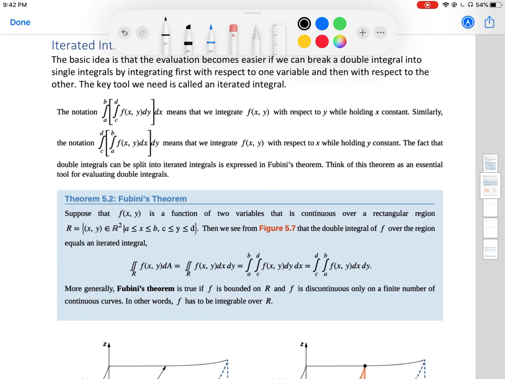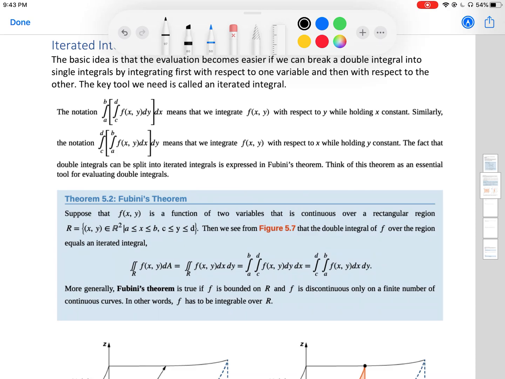So for the notation, you can use brackets to show what you're going to do first. So we have the integral from a to b, open bracket, the integral from c to d of f of x comma y dy, close bracket dx. Means we integrate f of x comma y with respect to y while holding x as a constant. Similarly, the notation, the integral from c to d, open bracket, the integral from a to b of f of x comma y dx, close bracket dy, means we integrate f of x comma y with respect to x while holding y as a constant.